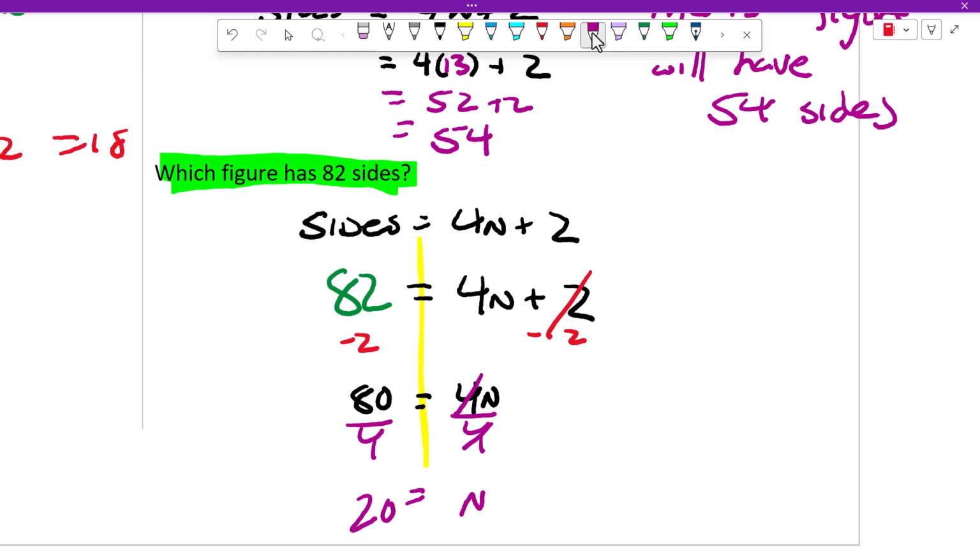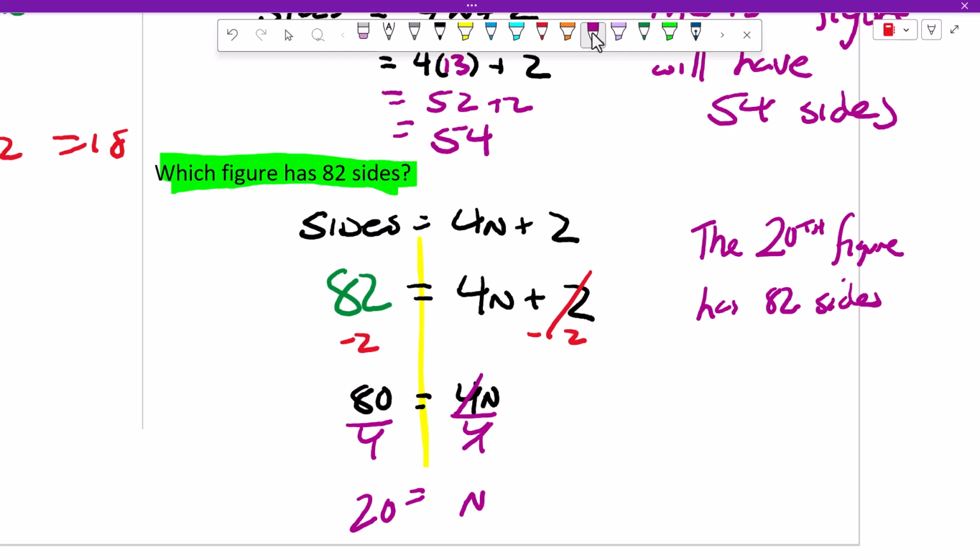So you do have to solve some equations in this chapter, but that is as difficult as it gets. Nothing as crazy as what we did in Unit 5. So this was like a day 2 question, right? And this is something at grade 8 level. You're going to add or subtract first, then you're going to divide second. That's as hard as it can get for this chapter. So we can say the 20th figure has 82 sides. That's it.